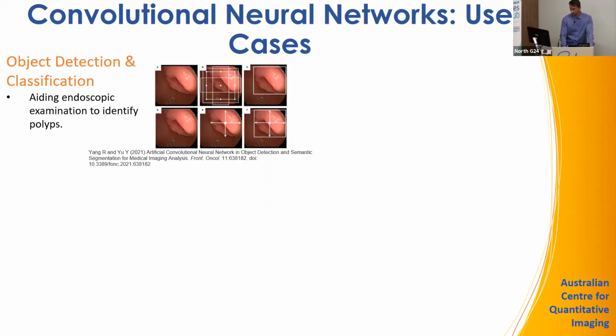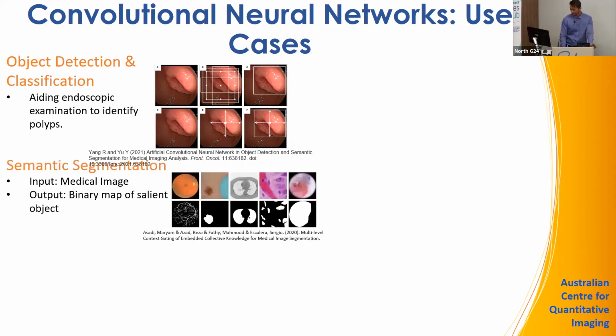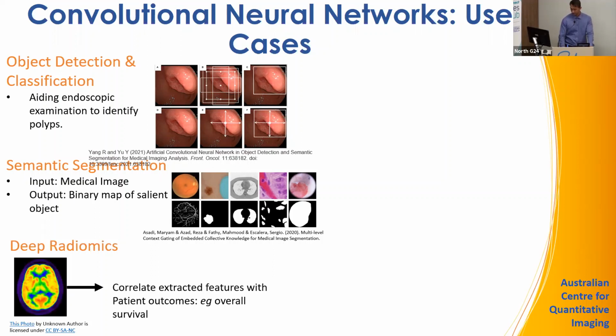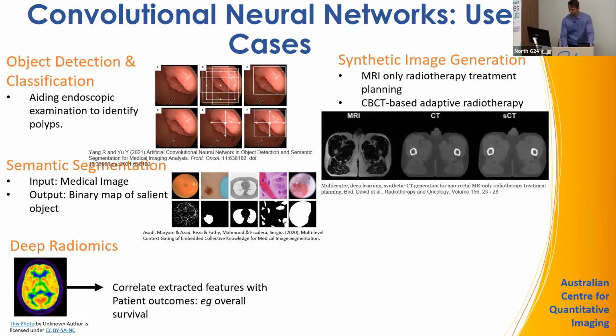Firstly, object detection and classification. So for example, aiding endoscopic examination to identify polyps. Semantic segmentation. So if we have an input medical image, we can then extract a binary map of the particular object we're trying to segment. Deep radiomics. So we can correlate extracted features with patient outcomes, for example, overall survival.